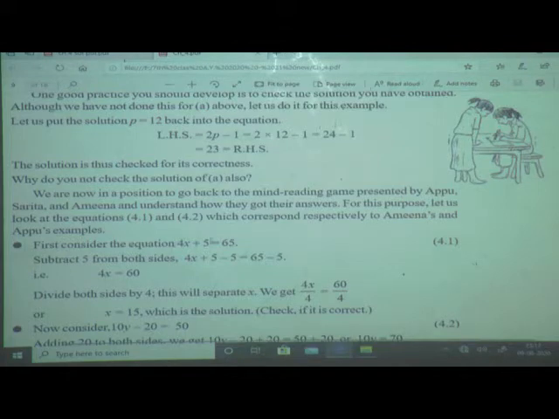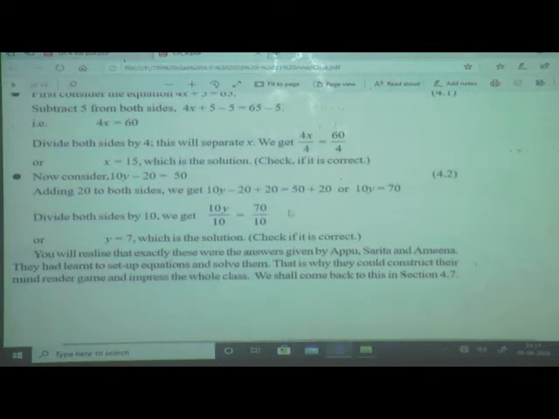Here 4x plus 5 is equal to 65 is our equation. So what do we have to do? We have to subtract 5 on both sides. When you subtract 5 on both sides, the 5 gets cancelled. What remains? 4x is equal to 60. Now here it is multiplication, so you have to divide by 4 on both sides. So 4x upon 4 is equal to 60 divided by 4.